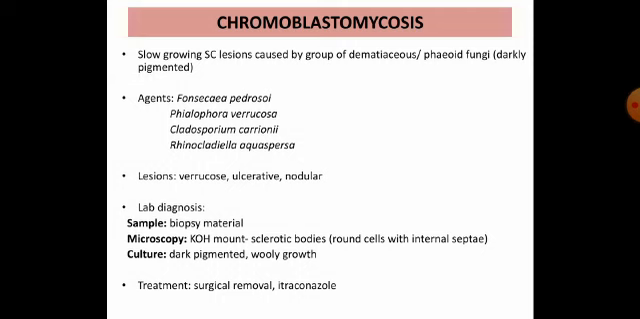So the lesions which are seen in chromoblastomycosis, they are of varied type. Either they can be varicose type, they can produce ulcers, the ulcerative type, or they can just form nodules which are known as the nodular type. The lab diagnosis in this case, again we take a biopsy from the lesion, subjected for KOH mount, and we see the classical characteristic sclerotic bodies. So what are these sclerotic bodies? They are round cells with the presence of internal septate.